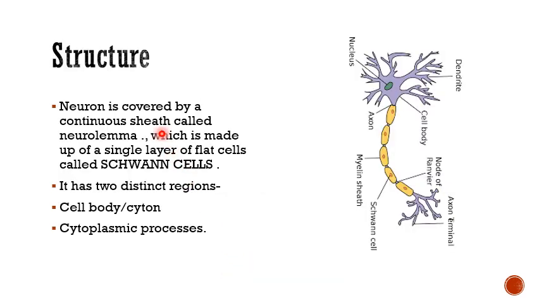Structure of the nervous system or your neuron: it is covered by a continuous sheet called the neurolemma. Instead of plasma lemma, we will call it a neurolemma, which is made up of a single layer of flat cells known as Schwann cells. They have two regions, that is the cell body or the cyton and the cytoplasmic processes. In this you can see the cyton or the cell body.